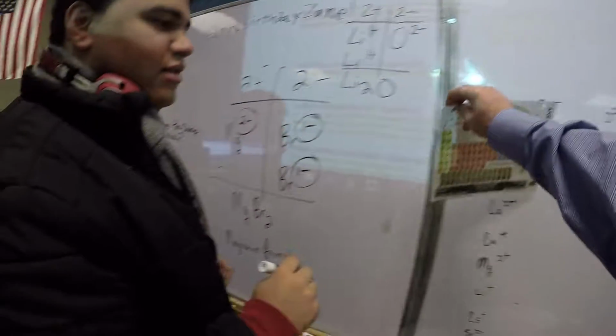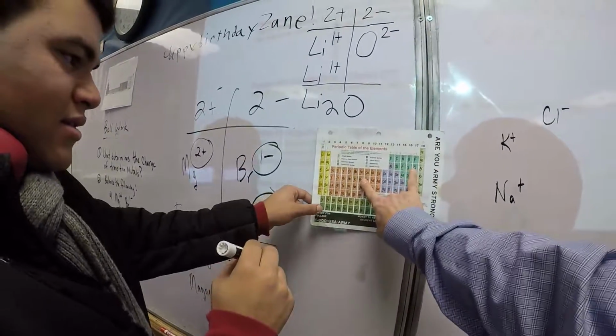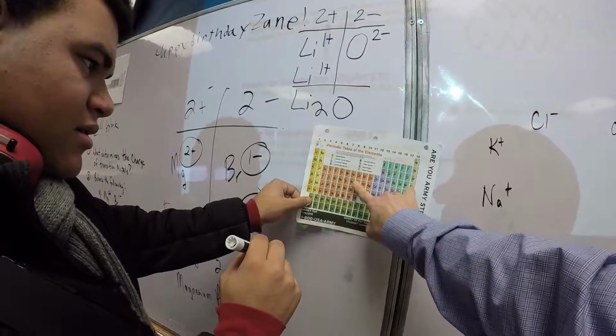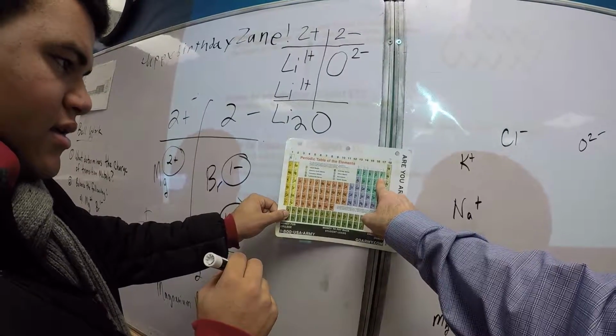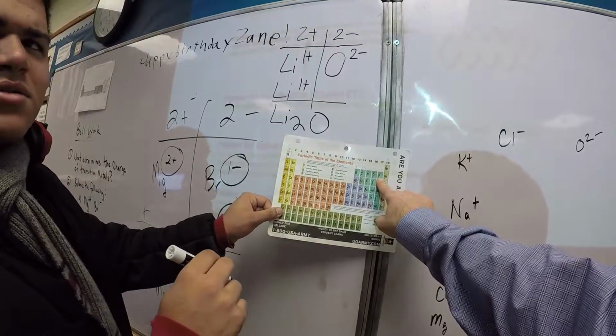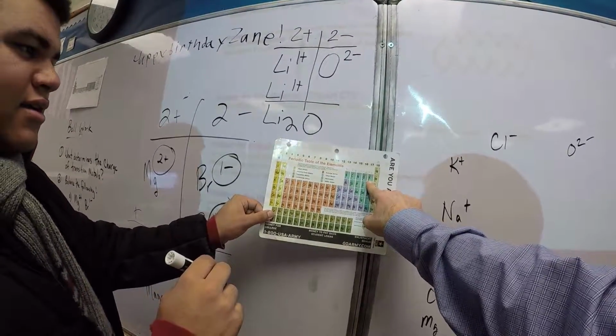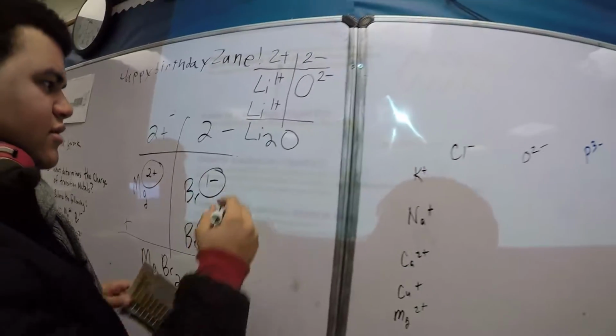So if you look here on the periodic table, all of these in green are going to change their name to ide. So it's going to be sulfide, chloride, bromide, fluoride. You've heard fluoride before. It's not the same as fluorine. It's fluoride because it's bonded with calcium or sodium or some other metal.